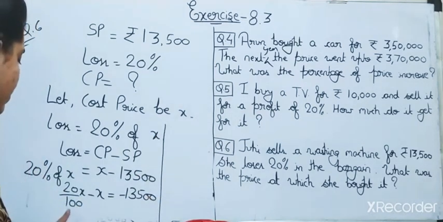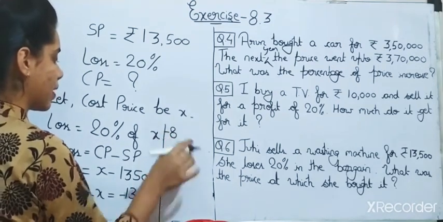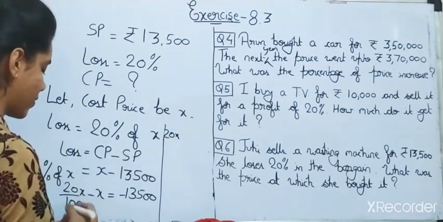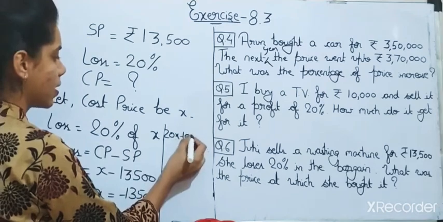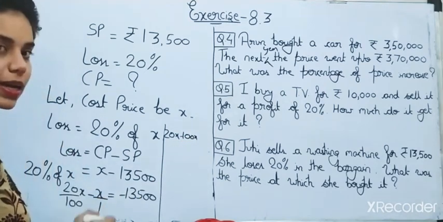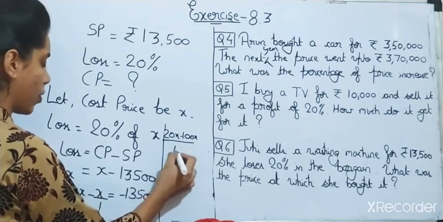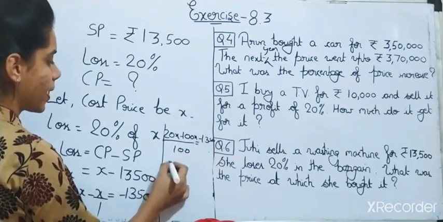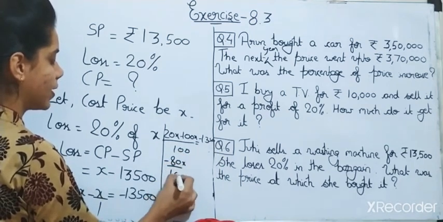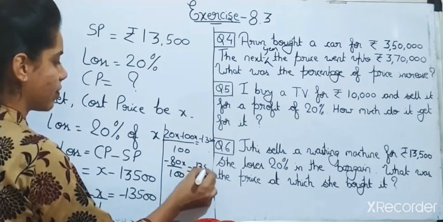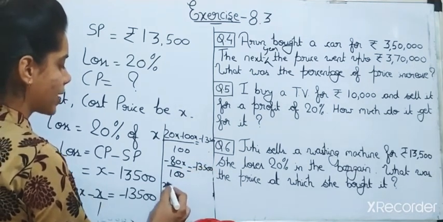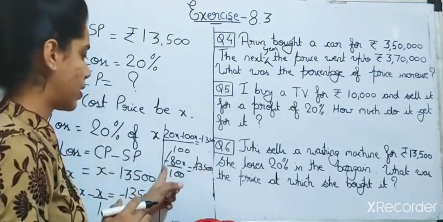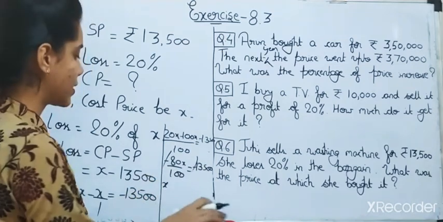Now its answer will be minus 20x. Its LCM will be 100, so minus 100x. Because in the upper part there will be 1 and 100 is 100, so multiply 100 upon 100. This will be equal to minus 80x upon 100 equals minus 13,500. Now this minus will cancel each other because in LHS and RHS both sides minus is given, so you can cancel it out.